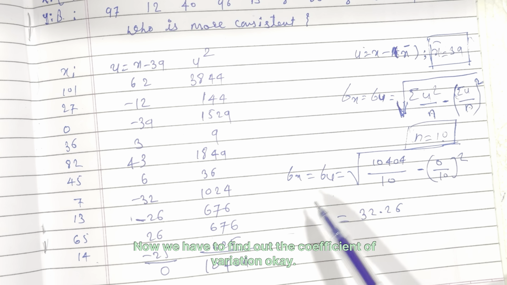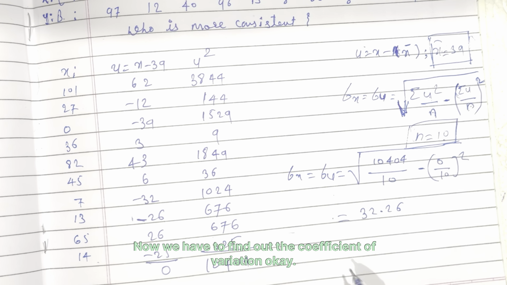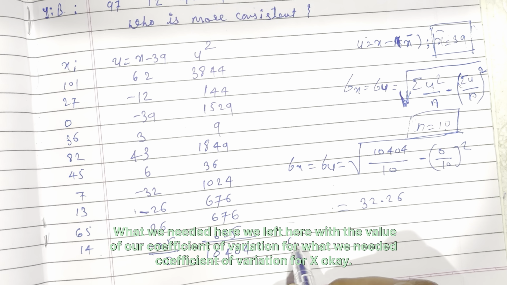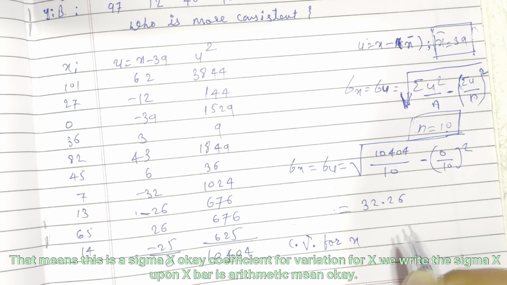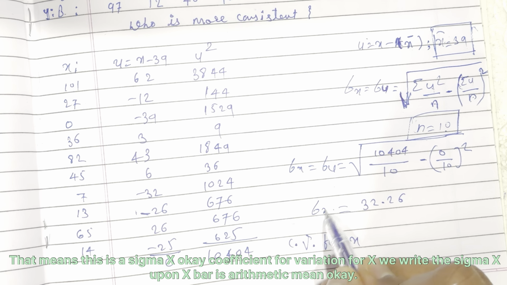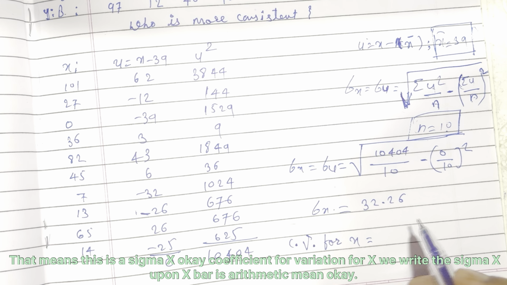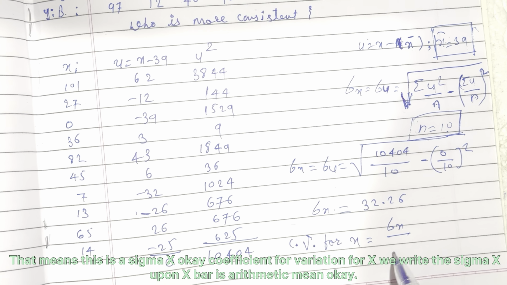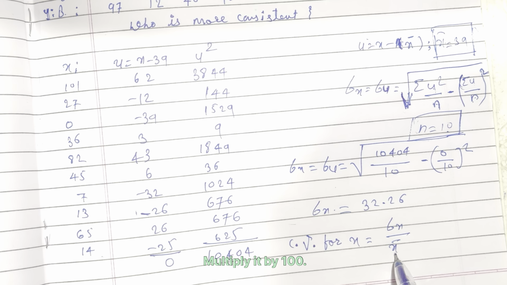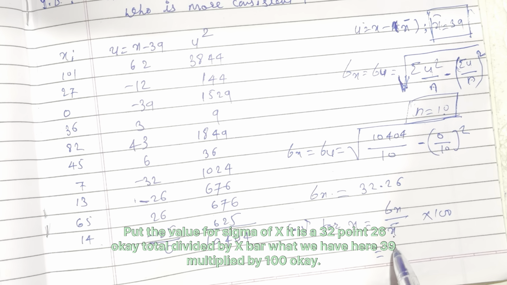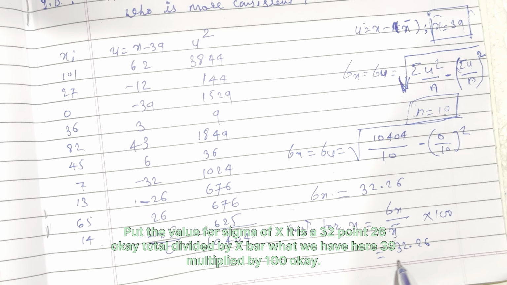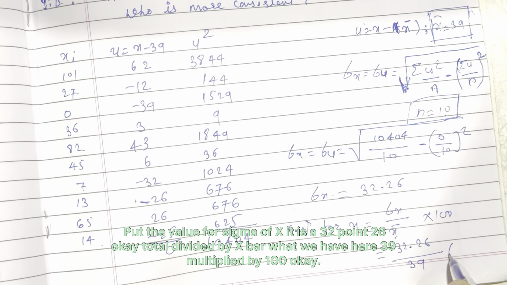Okay, now we have to find the coefficient of variation. What we needed here, we are left with the coefficient of variation for x. That means this is sigma x. The coefficient of variation for x we write as sigma x upon x bar, where x bar is the arithmetic mean, multiplied by 100. Put the value for sigma x, it is 32.26, divided by x bar, which here is 39, multiplied by 100.